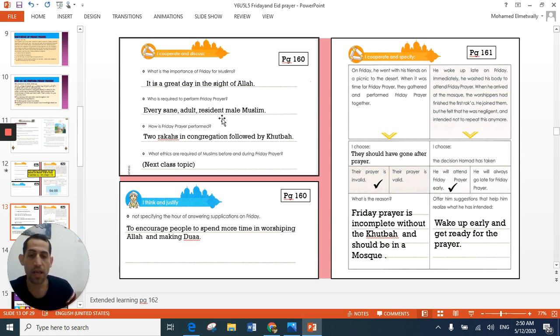I need you to search about this on the internet and tell me the answer. Who will travel, how can he pray? I will make it easy. We call this the short prayer. How will this person shorten his prayer if he travels on this day for a long distance of 80 kilometers? And the last condition for who has to perform Friday prayer is that he should be male, a man.